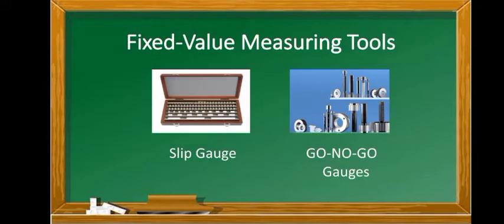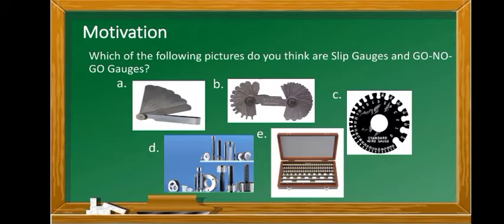What you can see in this presentation are the correct answers. So this one is the slip gauge and this is the go-no-go gauge. Actually, all these pictures are fixed value measuring tools. If you can remember, these 3 have been discussed by the other reporter before. So this is the filler gauge, a radius gauge, and wire gauge.